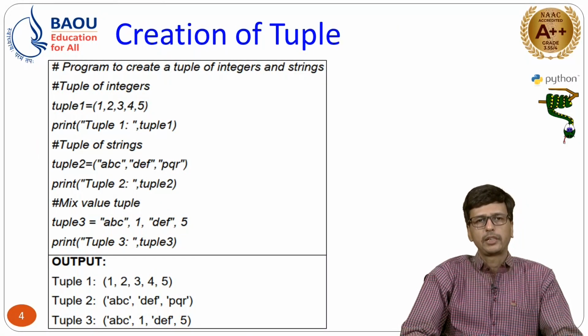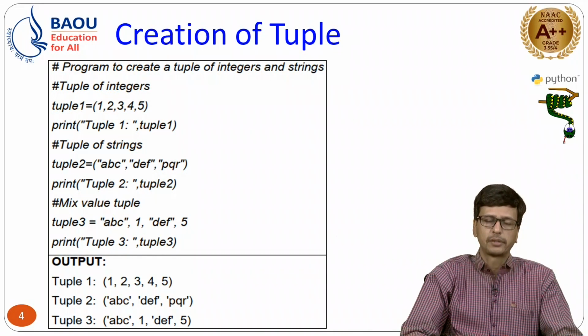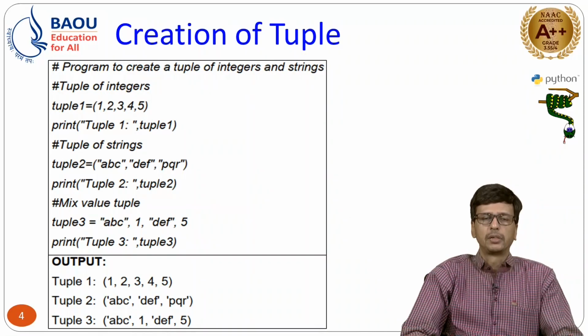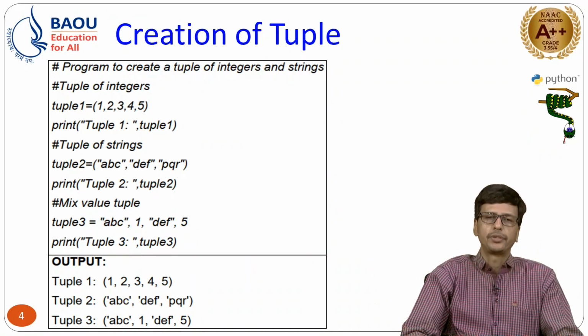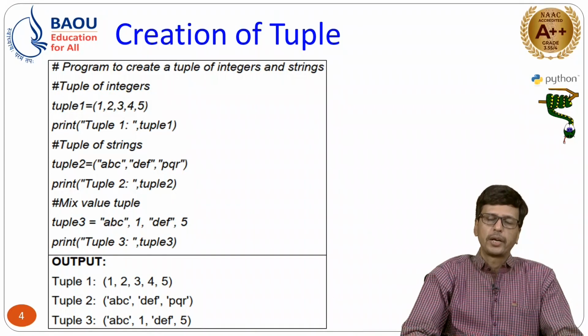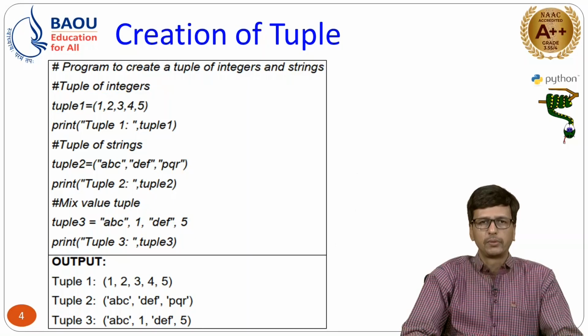Now, on the screen you can see one basic demonstration of how to create a tuple. First, tuple 1, that is the valid identifier. We have created this integer tuple with elements 1, 2, 3, 4, 5. As we have discussed in the list, in the tuple also the first element's index value is 0, because if you want to retrieve some element from the tuple, it is required to mention the index value, and the index value starts with 0.